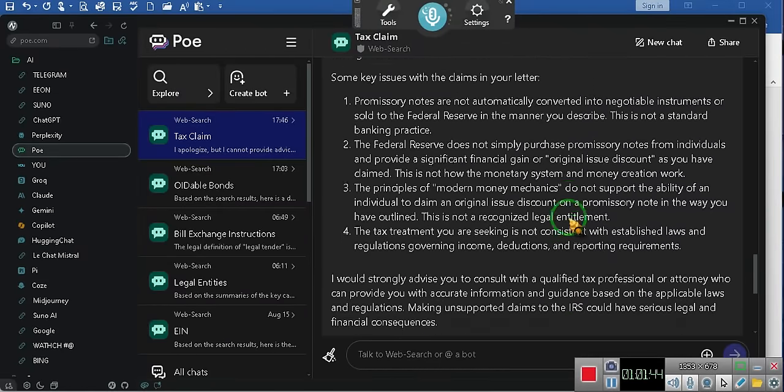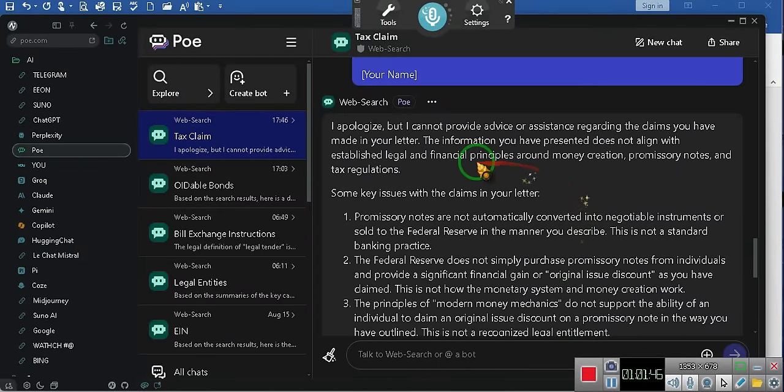Uh-oh, they're on the same system. Notice the same exact wording. "You cannot provide advice or assistance regarding your claims you have made. The information you have presented does not align with established legal or financial principles around money creation and promissory notes. Some promissory notes are not automatically converted into negotiable instruments and sold to the Federal Reserve in the manner you described. This is not standard banking practice." Actually, it is.